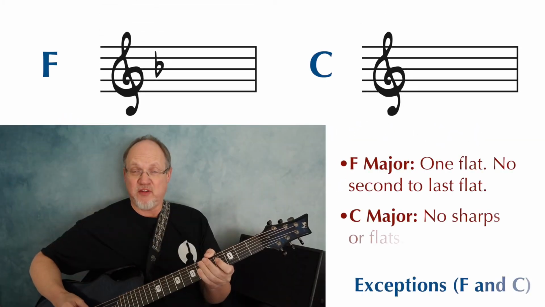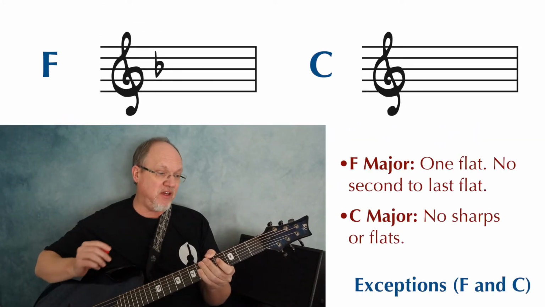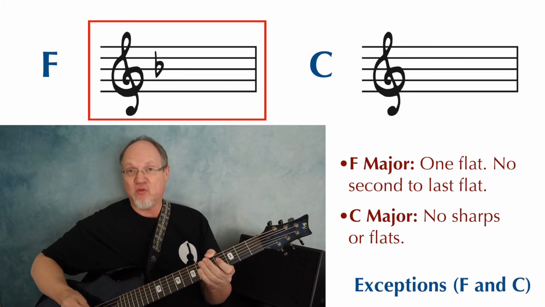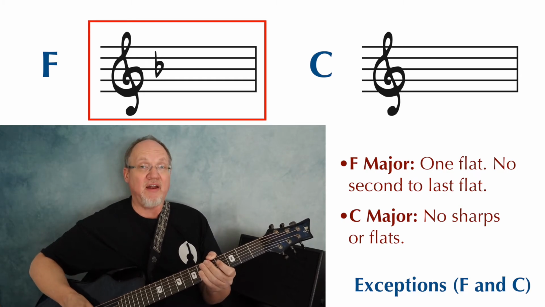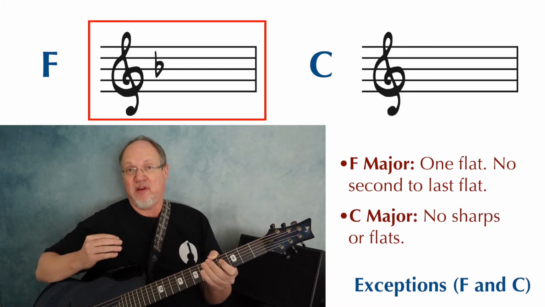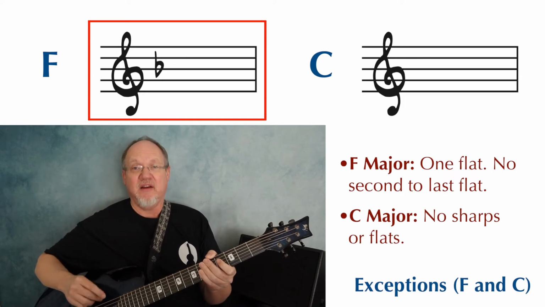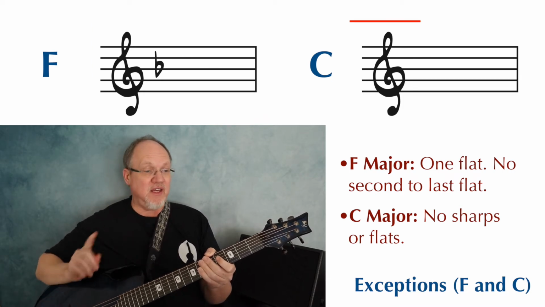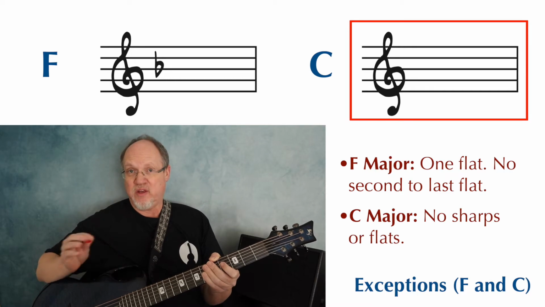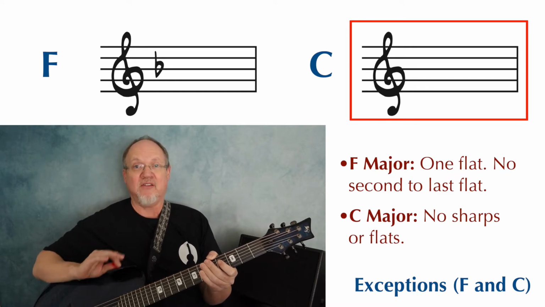The one exception to the rule for these flat keys is the key of F major. It only has one flat, so there's no second to last flat. You just kind of have to remember that F major has one flat in it, and it's a B flat. And the key of C major has no key signature, so no sharps, no flats, all naturals.